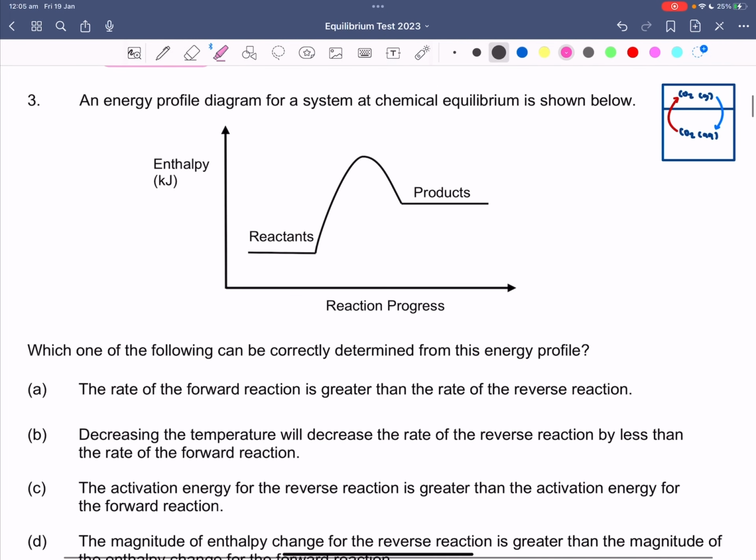Question number 3. An energy profile diagram for a chemical reaction is shown. The one thing that I pick up for this is that the reactants are at a lower enthalpy than the products, which basically means that it is a positive delta H, and therefore it is what we call an exothermic reaction. Okay, that's pretty easy, straightforward concept. Which of the following can be correctly determined from this energy profile?